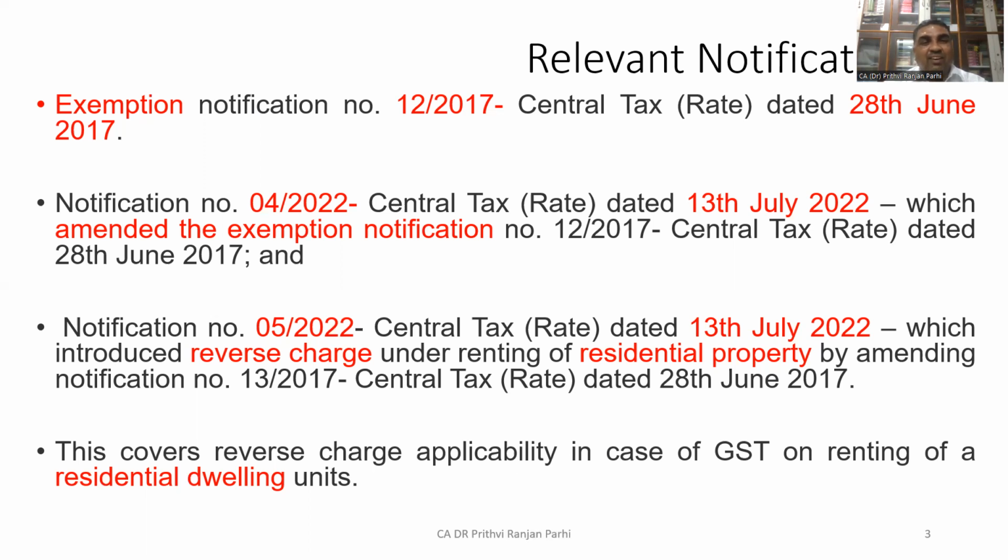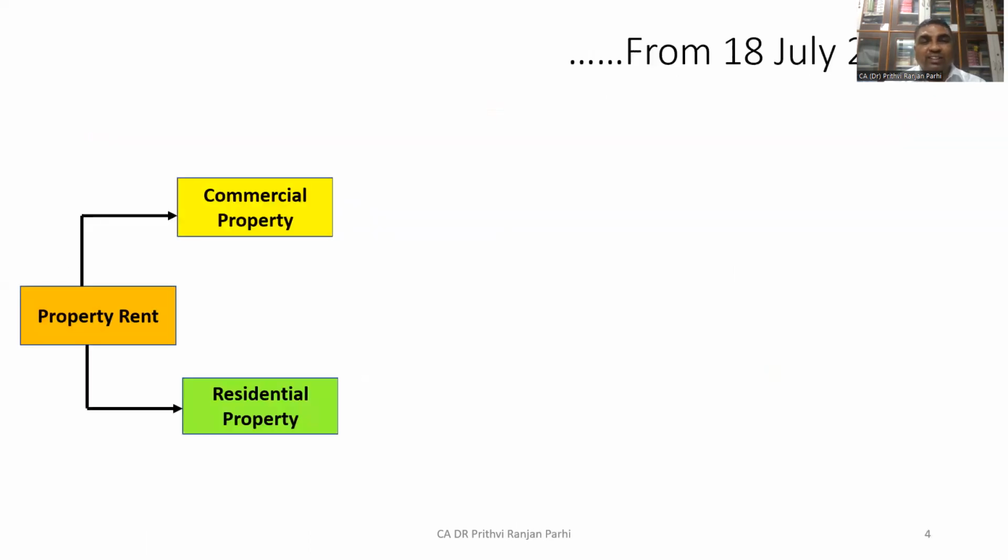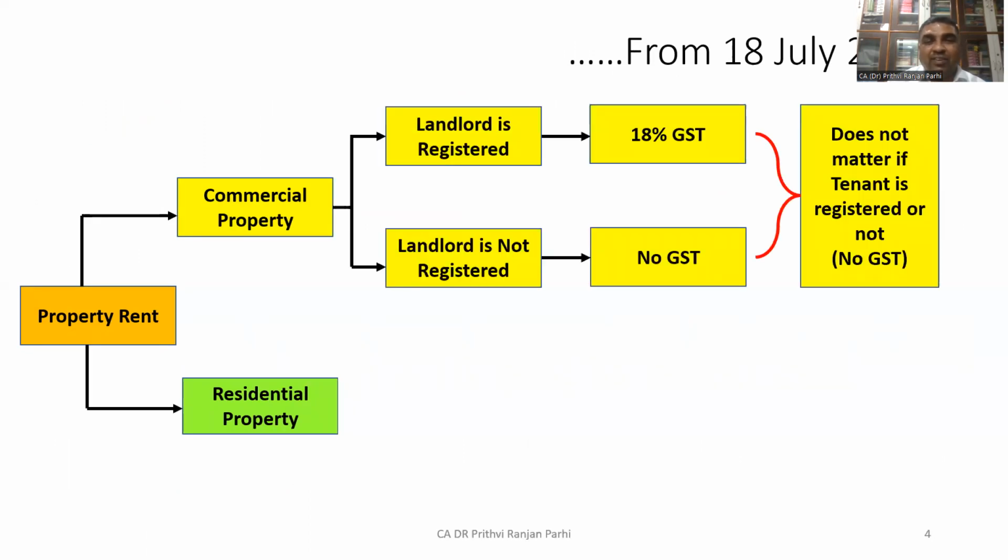The entire notification can be summarized. We have made some attempt to summarize all these provisions. If you look at this, I think clearly you will be able to understand. Treatment is different for commercial property and for residential property. If you look at this chart, the property can be of commercial nature and can be of residential nature. If it is a commercial property, then the summary of the provision is like this. Look at this chart now.